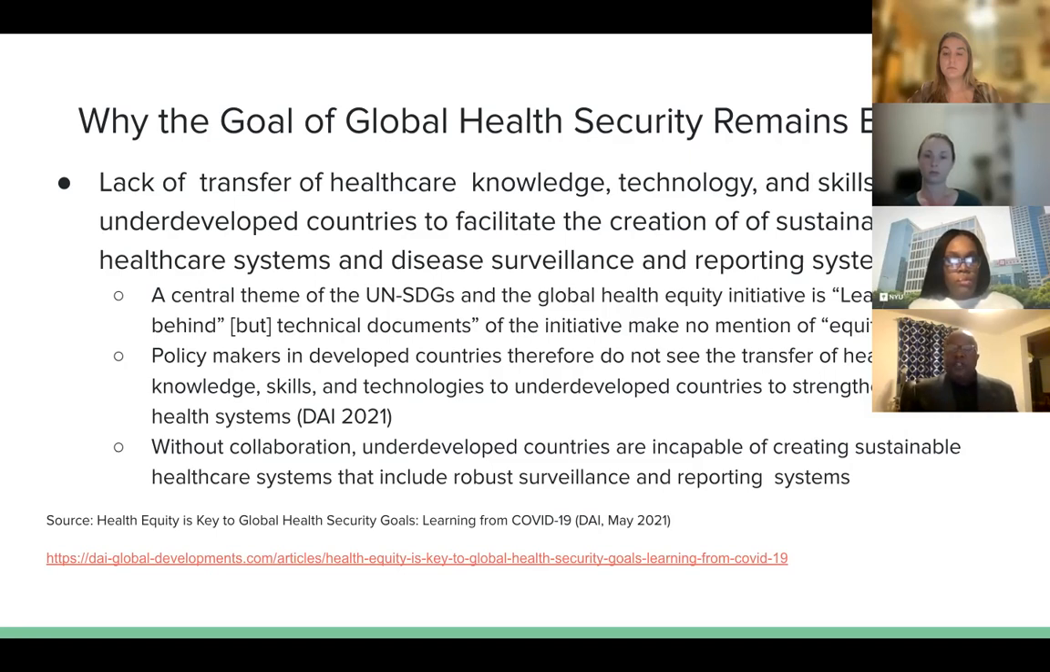That is why, in order for us to achieve this goal of global health security, it is very important for countries with the know-how, the knowledge, the technology, and the skills to share or transfer these resources to underdeveloped or developing countries so that there is global access to knowledge, technology, and skills. Without this sort of collaboration, it is very difficult for developing countries to create sustainable healthcare systems that include robust surveillance and reporting systems.